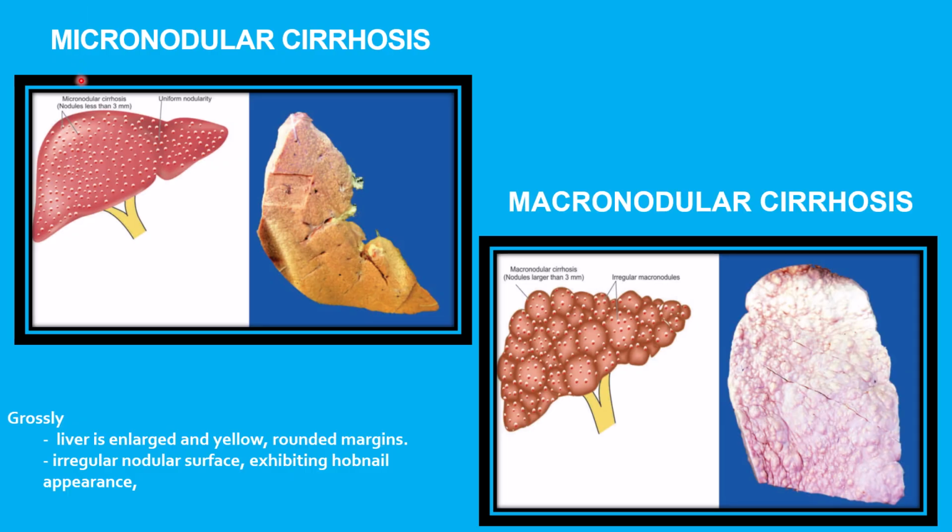In this slide, there is a schematic representation and the gross image of the liver showing micronodular and macronodular cirrhosis. The liver would be enlarged with yellow rounded margins, and the irregular nodular surface would be prominent enough to resemble a hobnail. In micronodular cirrhosis, the nodules will be less than 3 millimeters with uniform nodularity distributed in the entire liver. In macronodular cirrhosis, the nodules will be more than 3 millimeters and irregularly distributed on the surface.